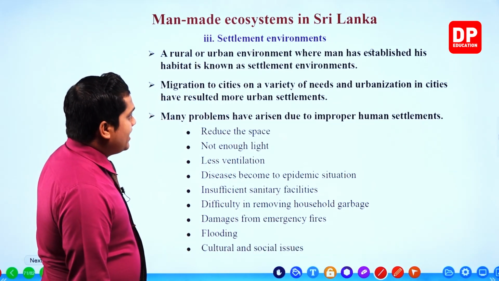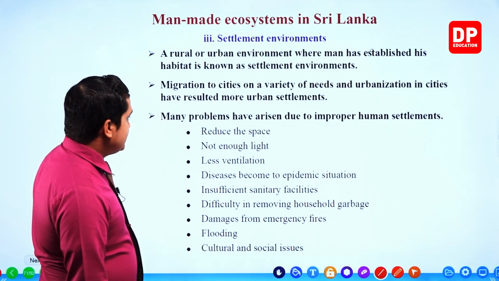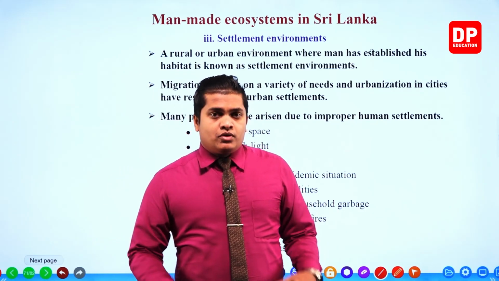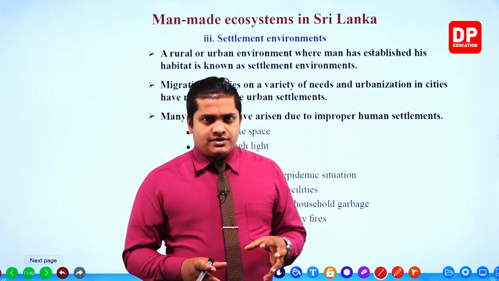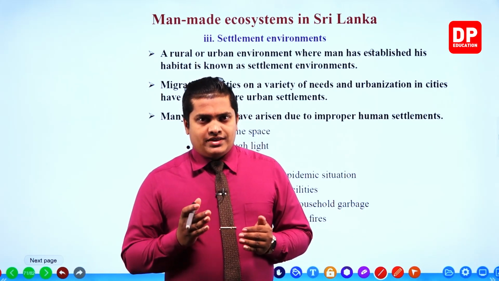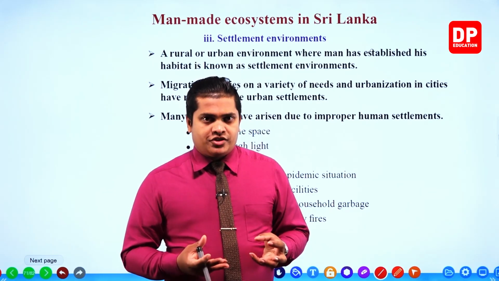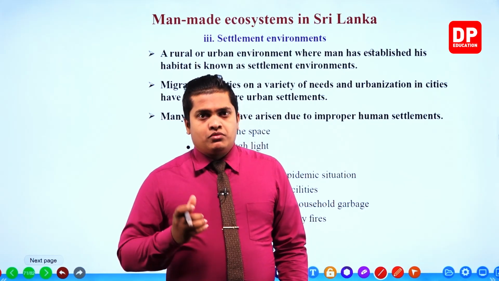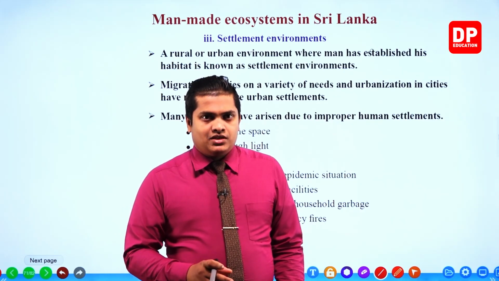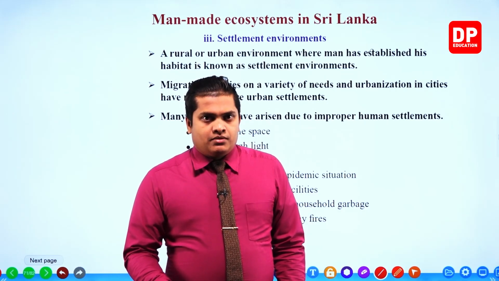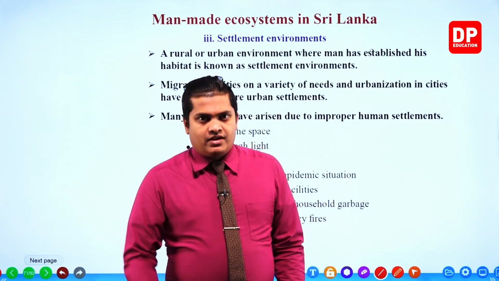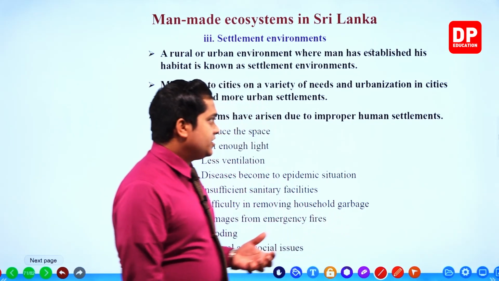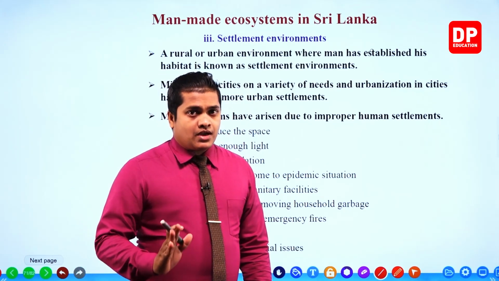Migration to cities on a variety of needs and urbanization in cities have resulted in more urban settlements. Nowadays, my dear children, why do people migrate to cities? Because in the cities there is plenty of technology and plenty of facilities compared with the rural area. So most people would love to migrate to a city rather than live in a rural area like a village, because of the advanced technology and facilities. Because of that, urbanization is going to occur, and more urban settlements can be observed than rural settlements.